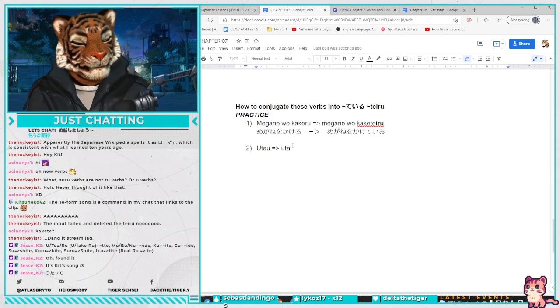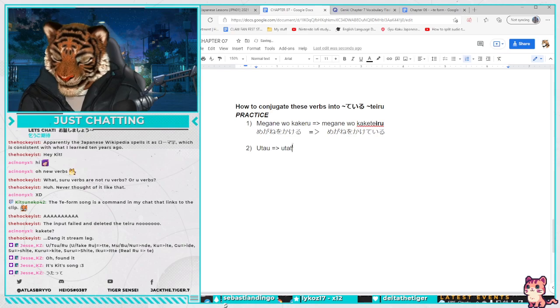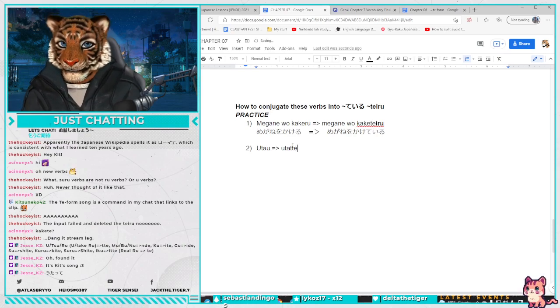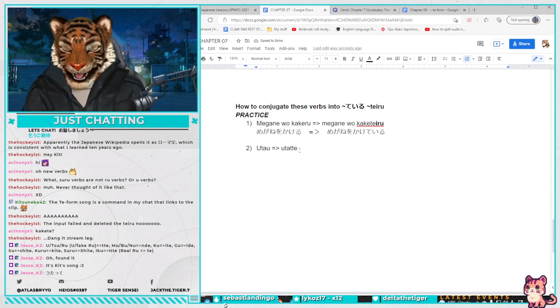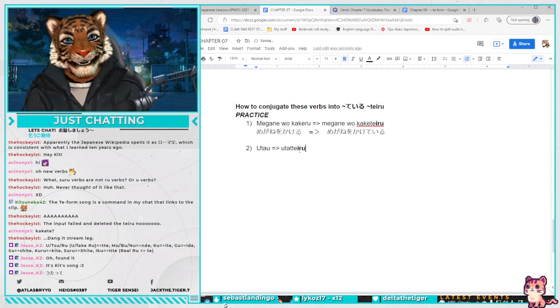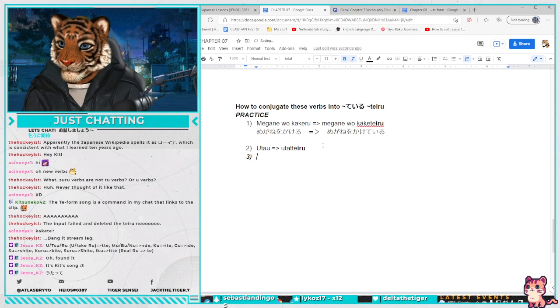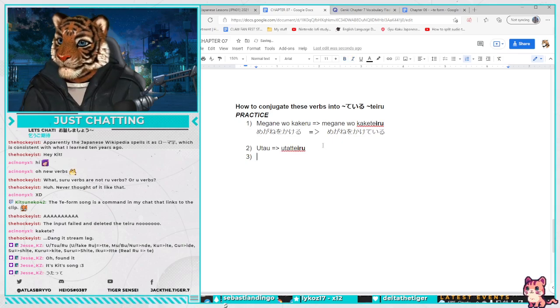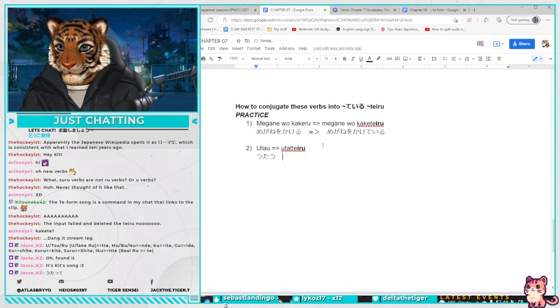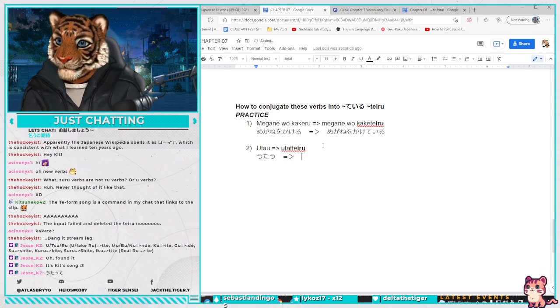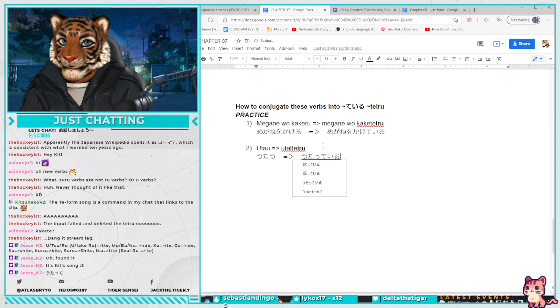Utatte. Remember, we doubled that consonant. But because we're also learning te iru, utatte, we're going to add iru at the end. Utatte iru. So, Nihongo de utatte iru.